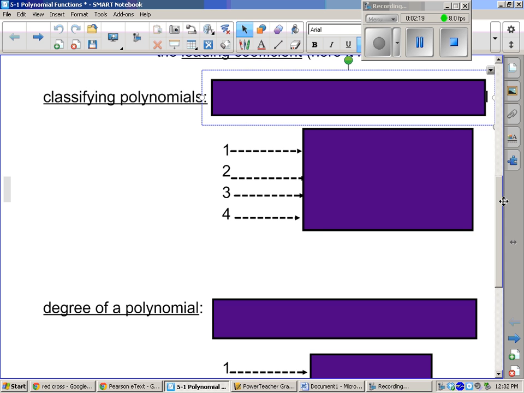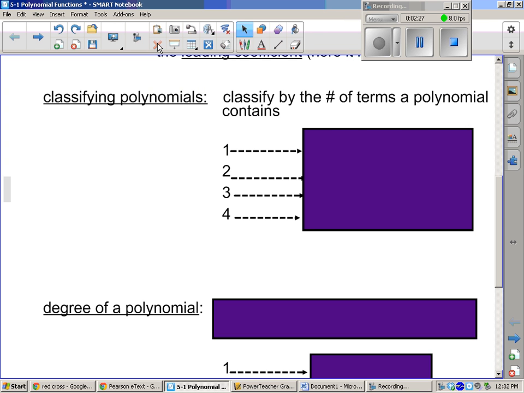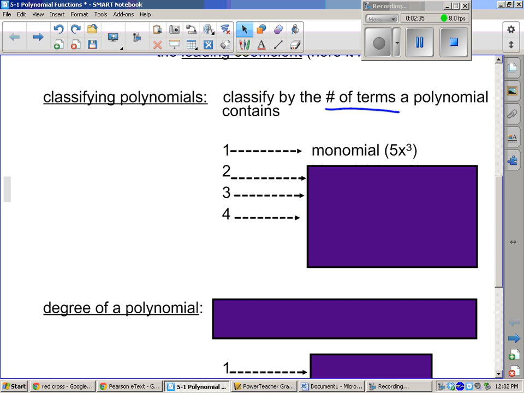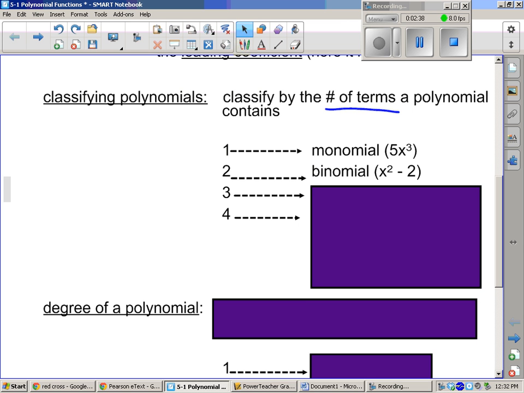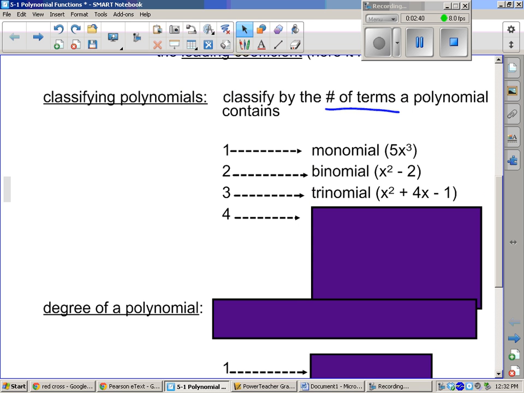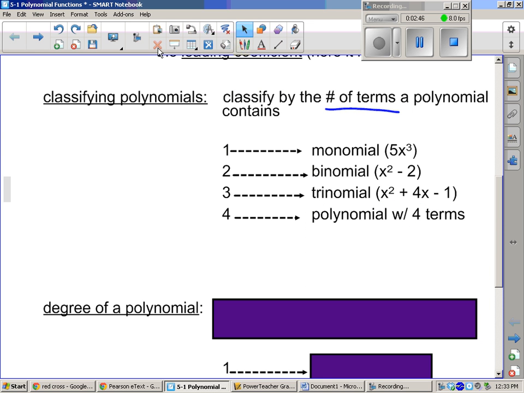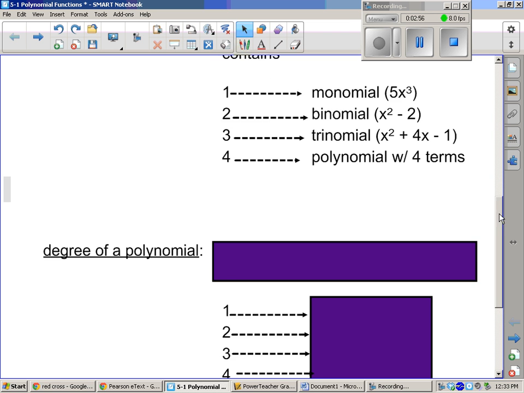All right, classifying polynomials. We do it a couple different ways. Let's get rid of this thing here. Okay. First, we do it by the number of terms. So, if you have one term, it's called a monomial. If you have 2 terms, it's a binomial. And then 3 terms is trinomial. And 4 terms is polynomial with 4 terms. They don't have a special name for that one. 5 terms would be a polynomial with 5 terms. So, polynomial with 6 terms. Yep, everything above it doesn't have a special name.